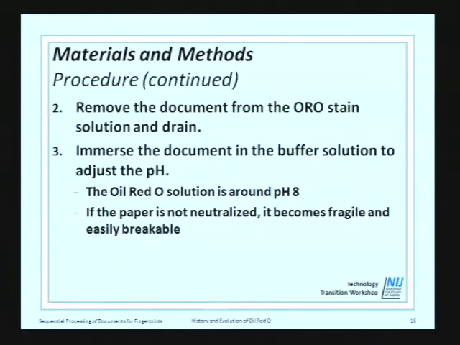Afterward, you just remove the document from the Oredo, drain a bit, and then you immerse it in the pH buffer. Just to bring your pH back, the Oredo pH is around 8, so you bring it back to 7, which is neutral pH, just to make sure that your paper is neutralized and does not become fragile and breakable. Actually, you got to get rid of all the sodium hydroxide that could form on the surface, so that's important to do.